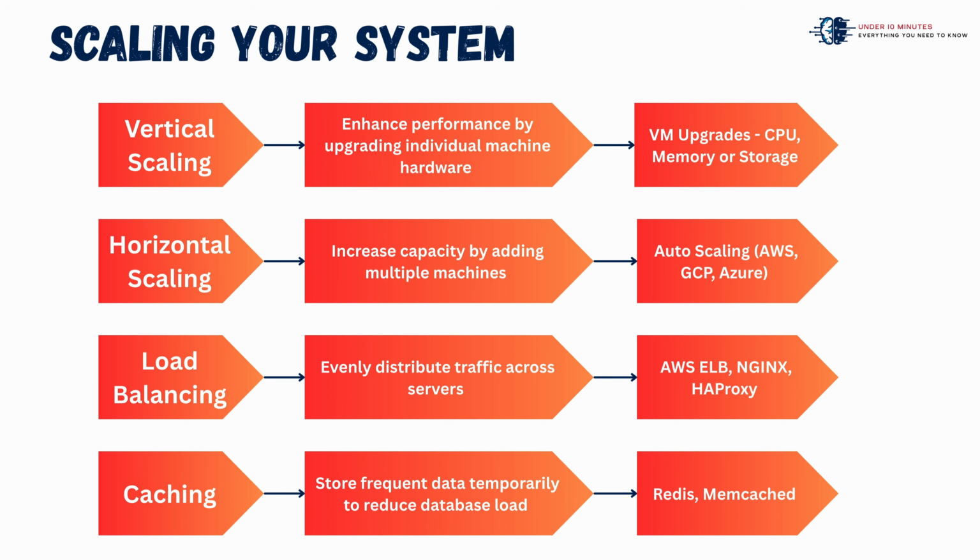Performance also relies heavily on caching. By storing frequently accessed data in memory with tools like Redis or Memcached, your system avoids unnecessary round trips to the database. Finally, cloud platforms like AWS, GCP, and Azure offer auto-scaling features that automatically adjust computing resources based on traffic, thereby ensuring high availability without overspending.